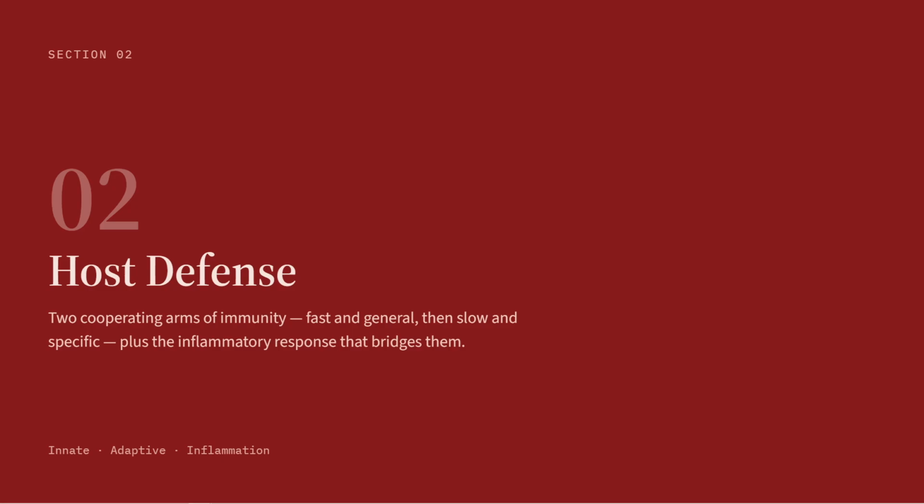That covers blood. Now let's turn to how the body defends itself. Immunity has 2 arms that work together: a fast, general, innate system and a slower, highly specific adaptive system that remembers. And bridging them is the inflammatory response.